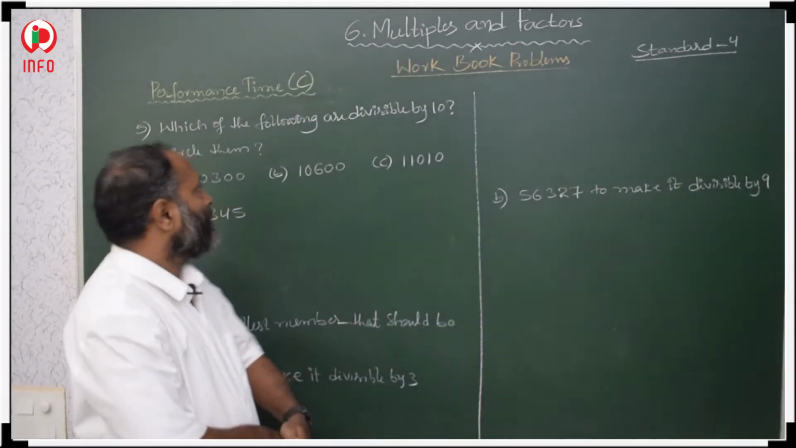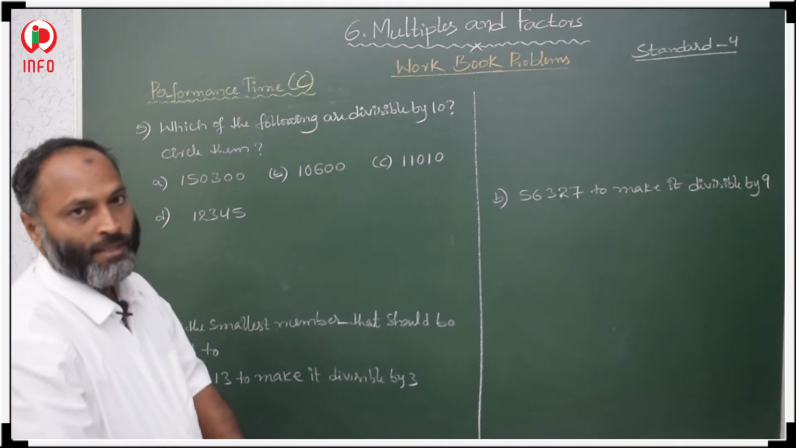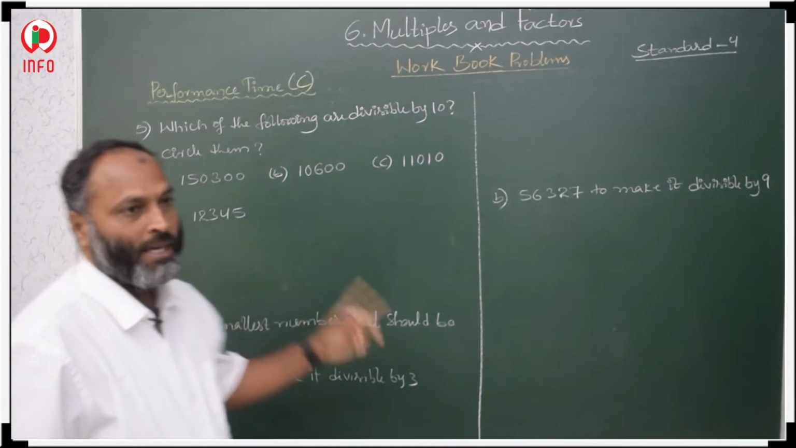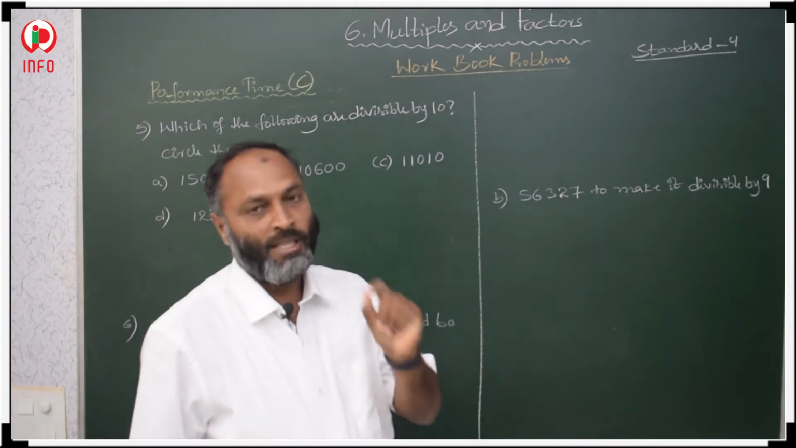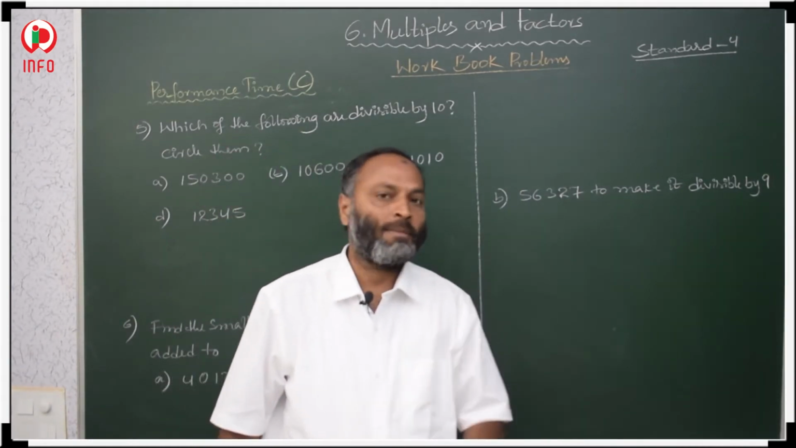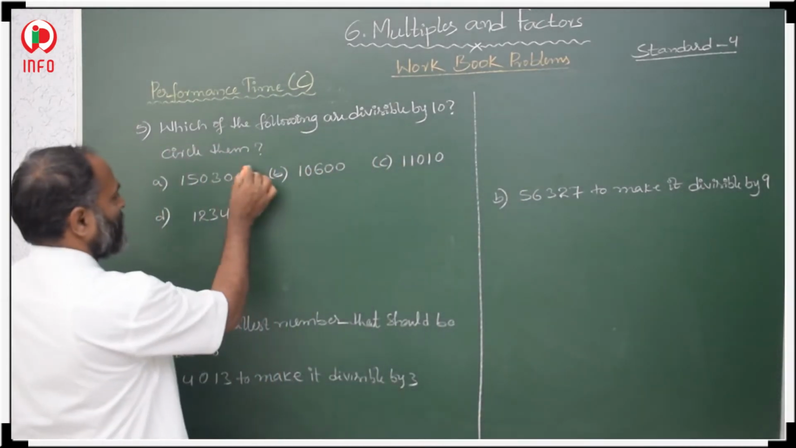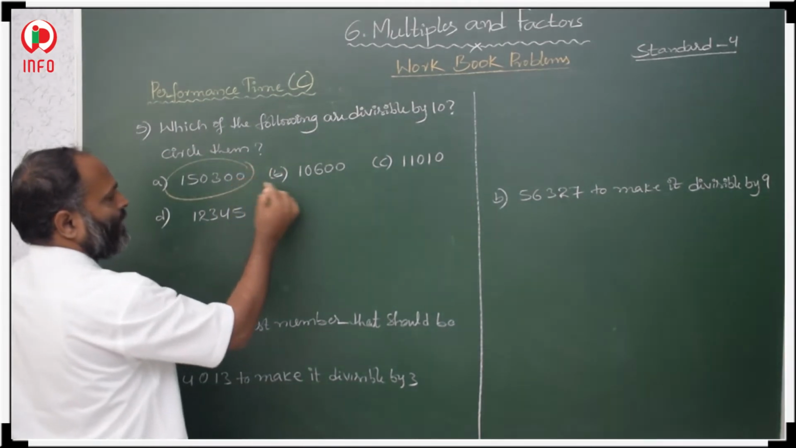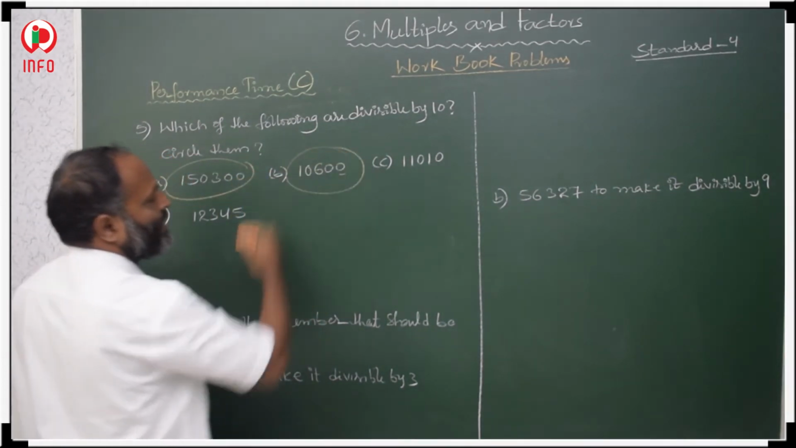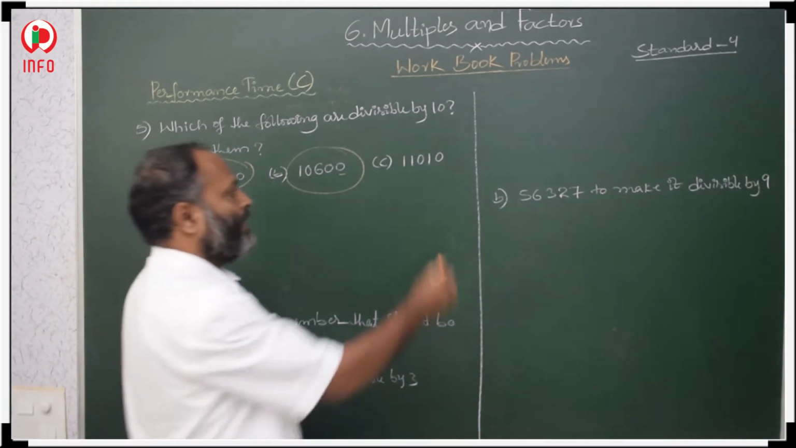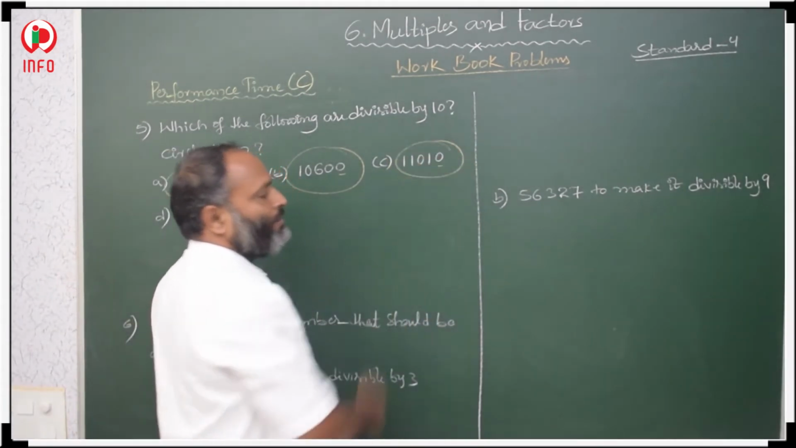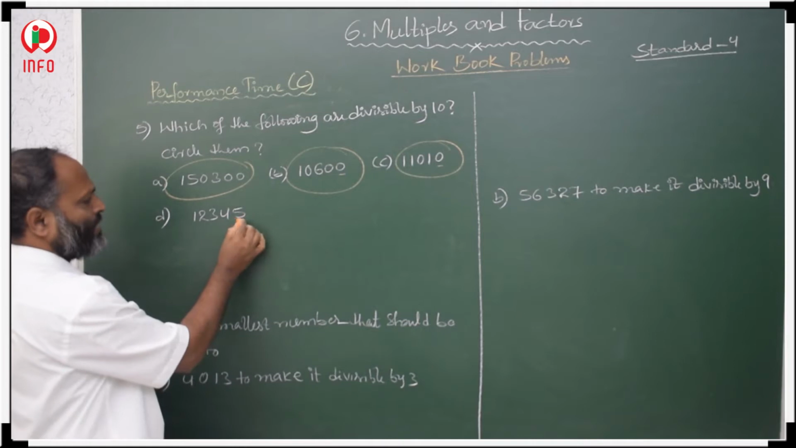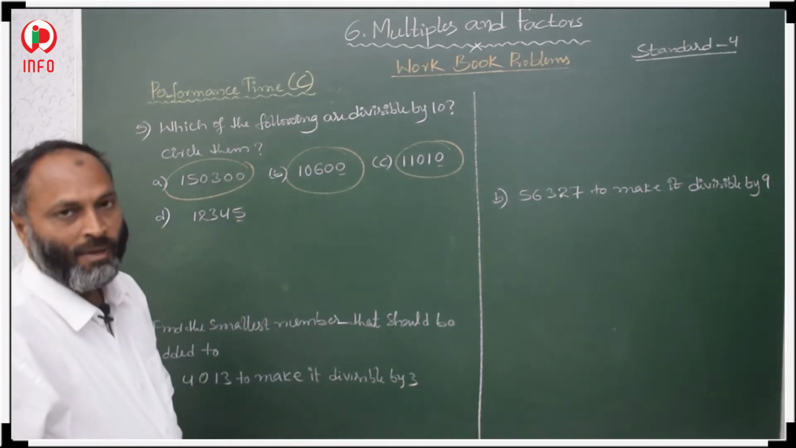Now see, which of the following are divisible by 10? The divisibility condition for 10: if 0 is there in the ones place, then it is divisible by 10. Here in the ones place 0 is there, so it is divisible by 10. Here in the ones place 5 is there, so it is not divisible by 10.